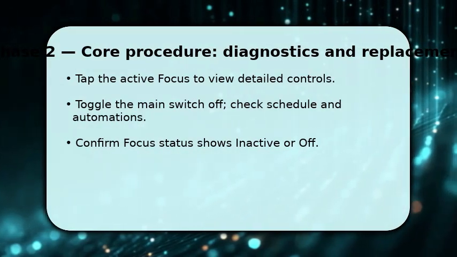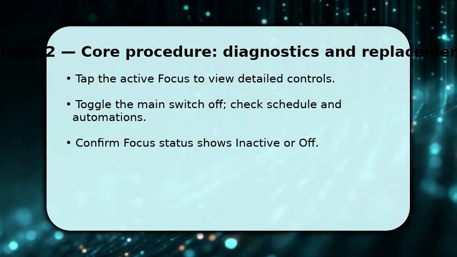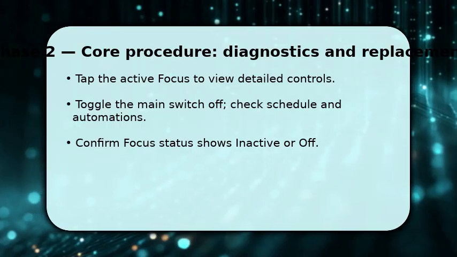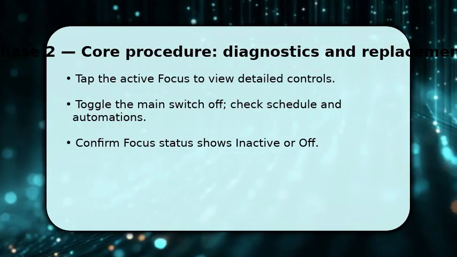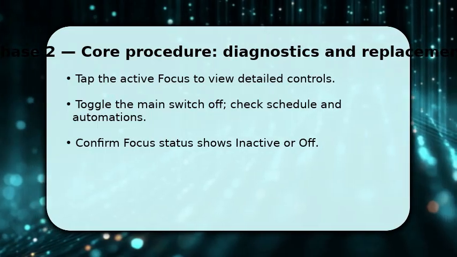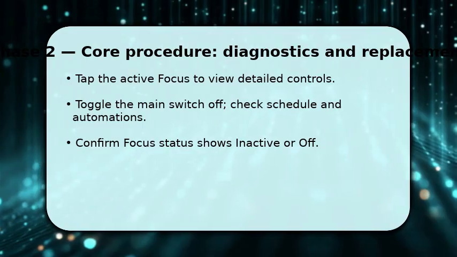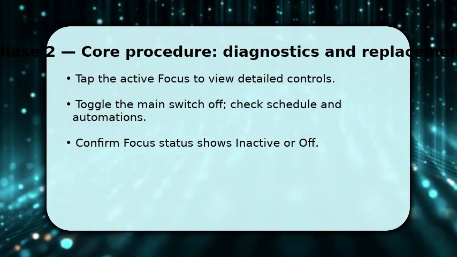While you're here, check Schedules and Automation. Turn them off if they re-enable focus automatically. Make sure Focus status in Control Center also reflects off. If not, open Control Center and toggle there too. These checks stop future reactivation and explain why toggling both places matters.